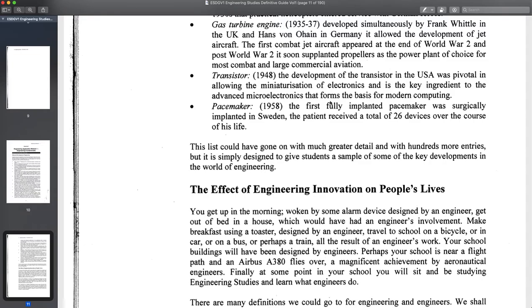MRIs and X-rays, I think, are really important. Even the stethoscope is an important diagnostic tool. Things like radiotherapy as a treatment device. Things like self-driving wheelchairs and assistive devices like just typewriters that can be used by people with paralysis. But the pacemaker is the one that we have here.